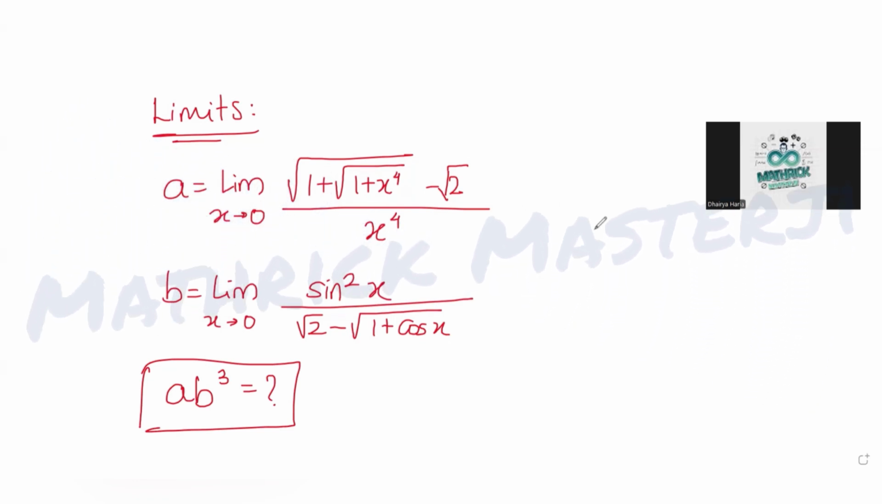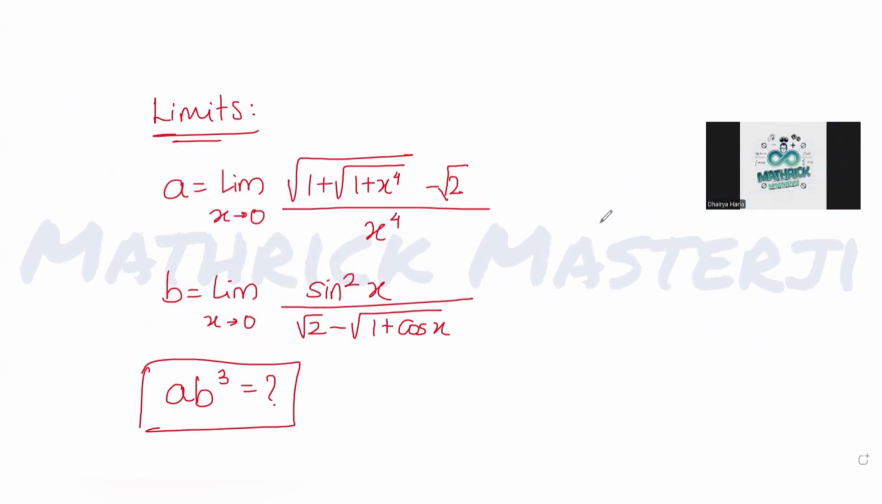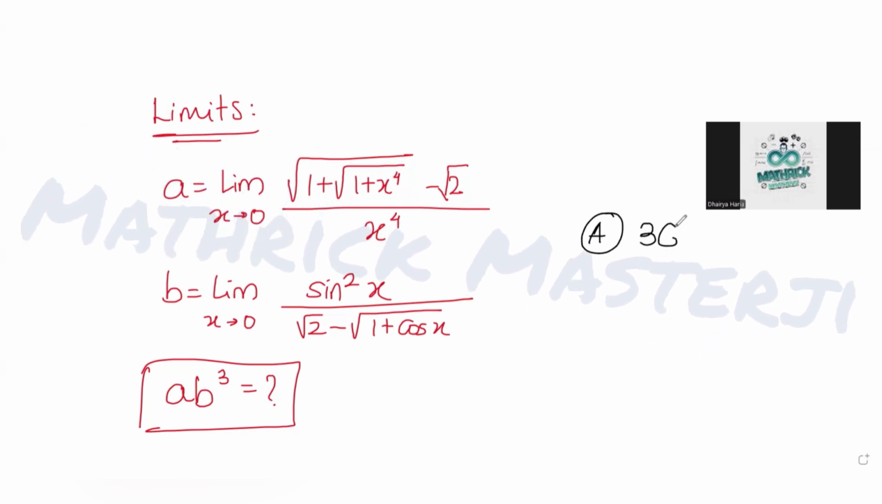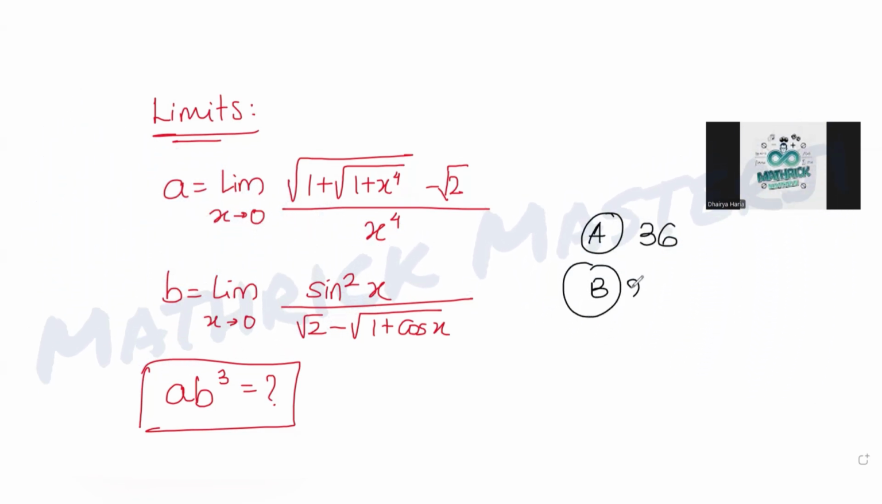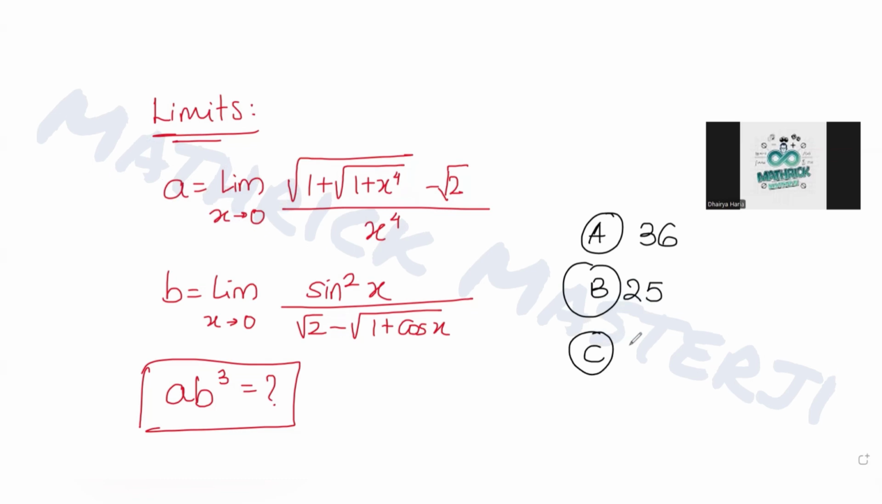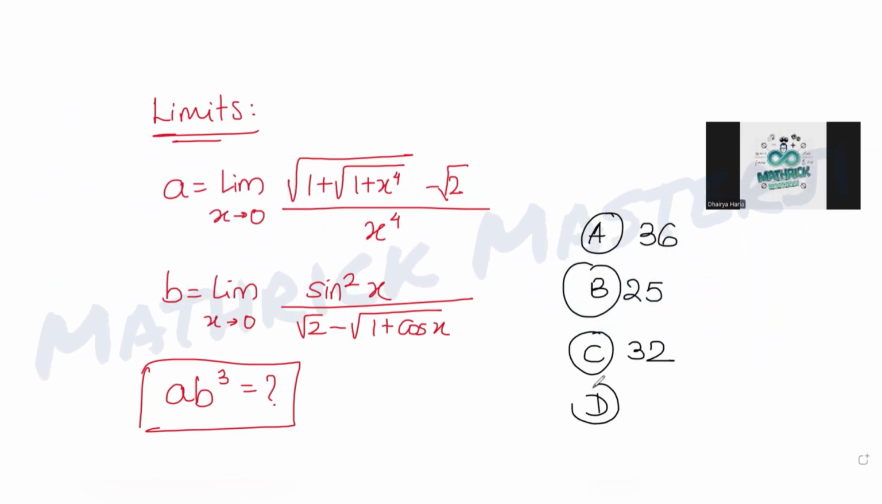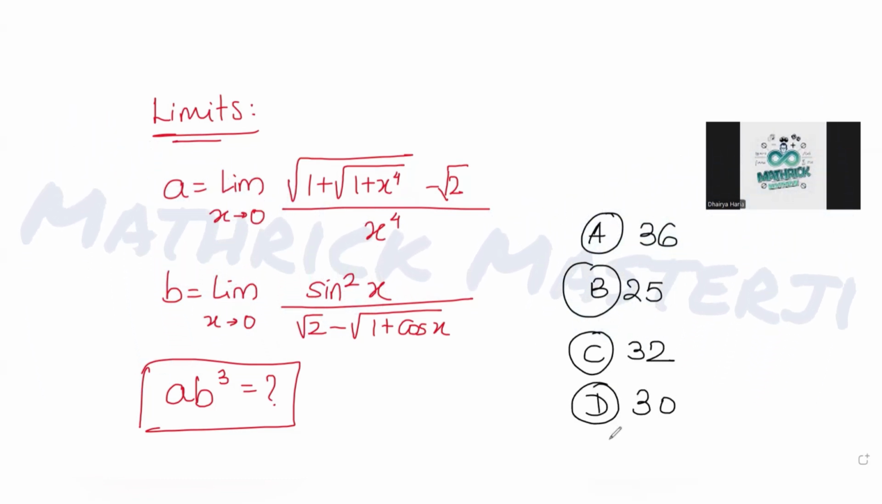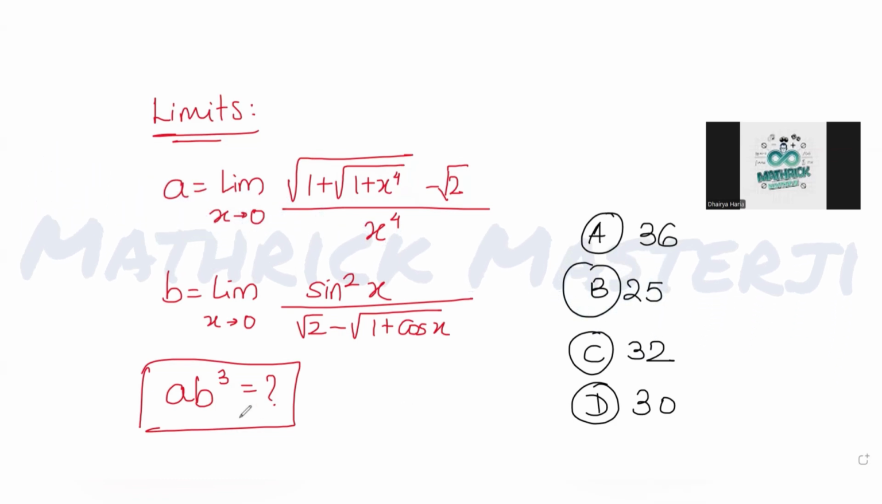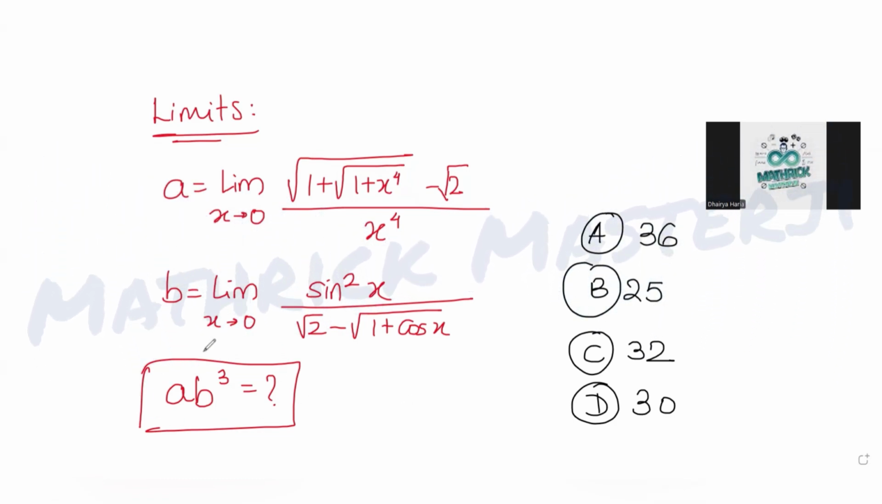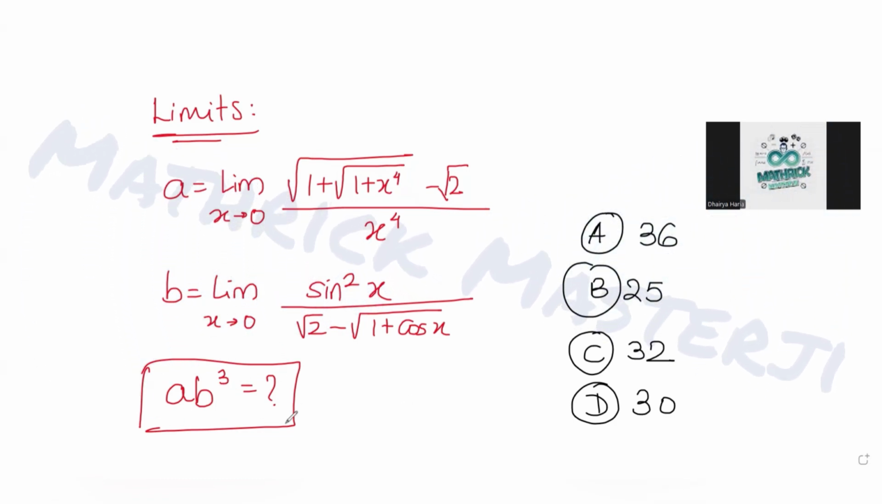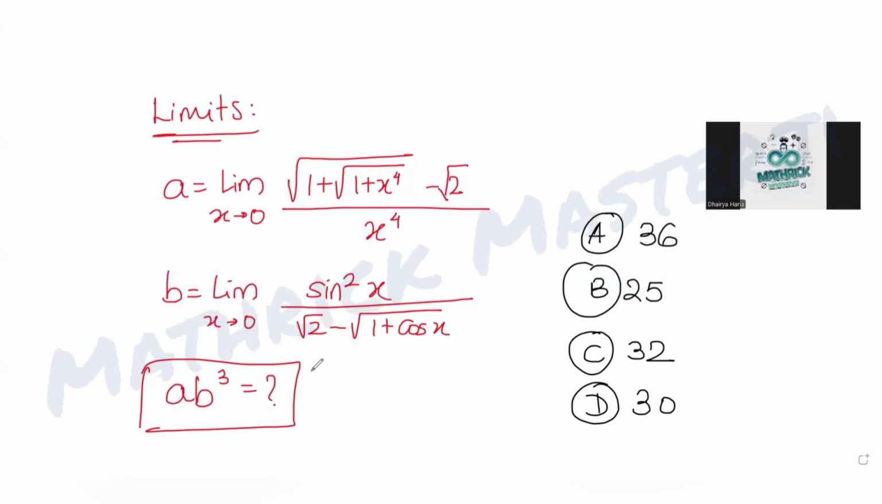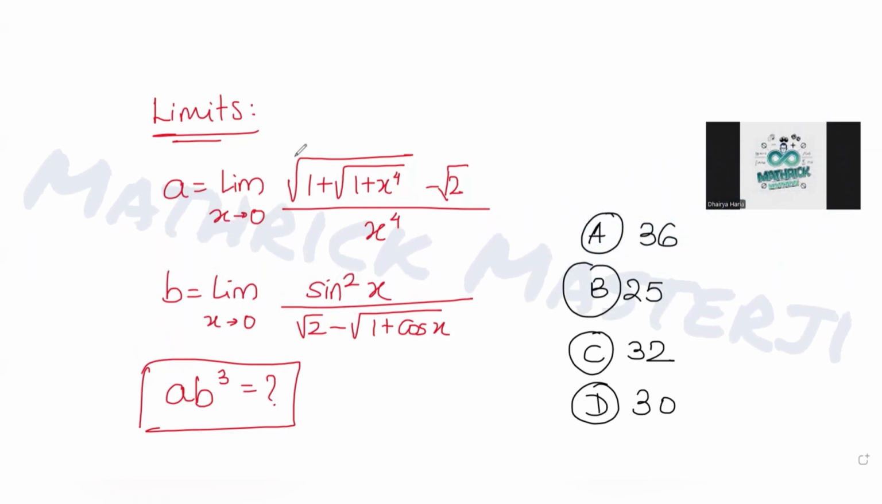And if I talk about the answer choices that I have been given here, the options are 36, 25, 32, and the last answer choice is 30. So we need to figure out which one of the answer choices is the correct answer for this question, or this expression's value that is asked of us. Let's see how to solve this question further.